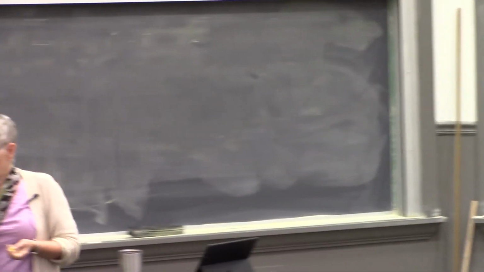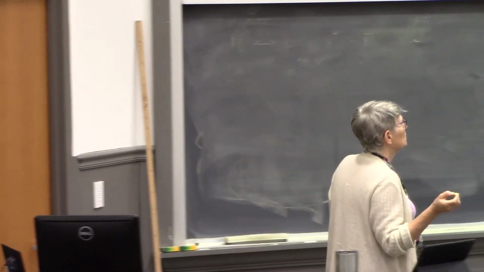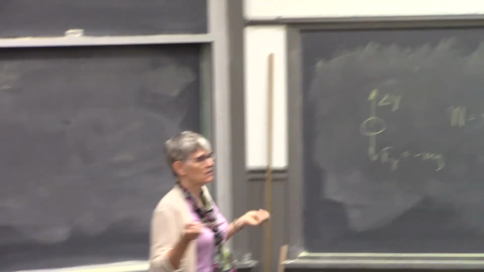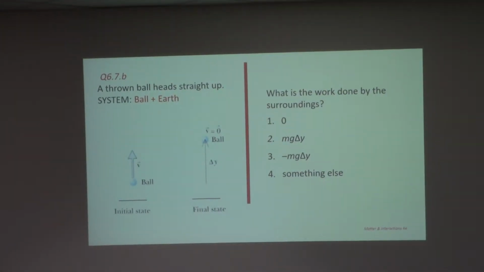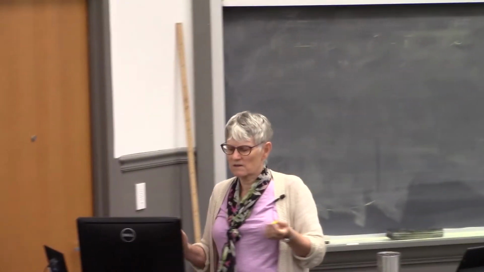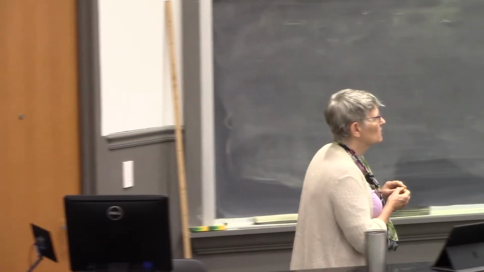Now let's consider the same situation, but with the ball plus the Earth as the system. Okay, now how much work is done by the surroundings? Yep, 0. So the answer is 1. 0 work is done by the surroundings. Okay, so 0 work is done by the surroundings, but how did the kinetic energy of the system change?